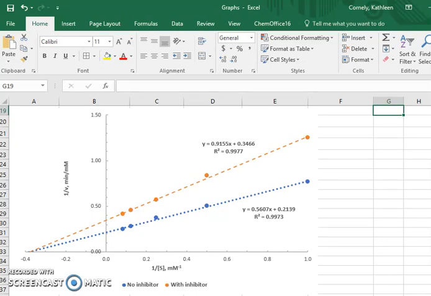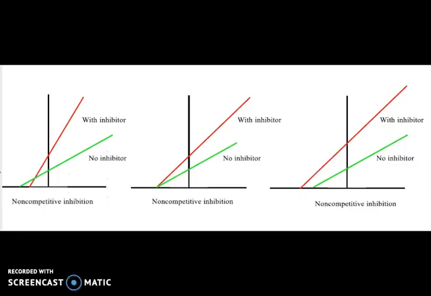So there is another type of inhibition that is possible here, and that is called non-competitive inhibition, or sometimes mixed inhibition. There are 3 different possibilities of graph appearances that we can encounter with this type of inhibition. This figure shows 3 different types of non-competitive inhibition graphs with 3 different appearances. In the graph on the left, the 2 plots with and without inhibitor intersect above the x-axis.